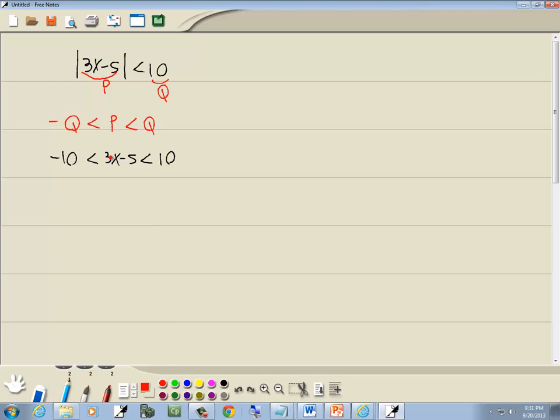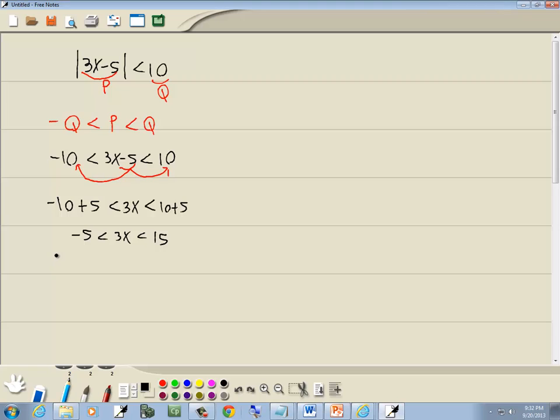Now our first step is to get rid of parentheses. Don't have any. Second step is to get rid of fractions. Don't have any. Third step is to get everything with x in the middle, numbers on the other two sides. So I'm going to take that negative 5, our constant term, and take it to the right side, and take it to the left side. When you take anything across your inequality, the sign changes, so the negative 5 becomes a positive 5. Now at any step, combine numbers together. Negative 10 plus 5 gives us negative 5. It's less than 3x is less than 10 plus 5 gives us 15.